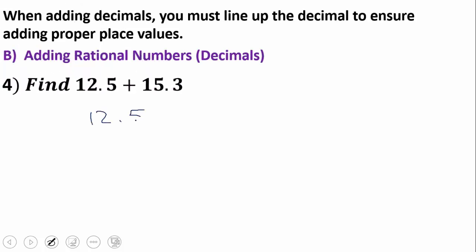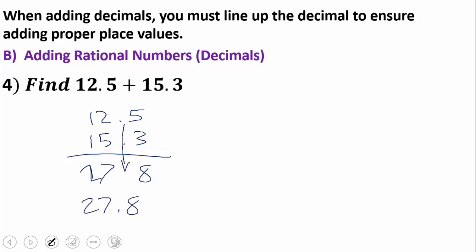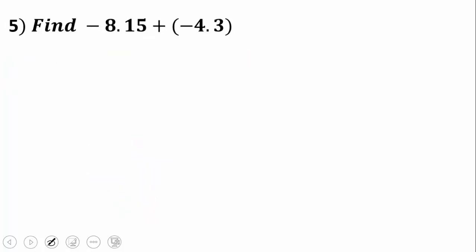So I write 12.5, I line up the decimal, and I say 15.3, and then I just go adding right away. I have 2, so 27.8. Don't forget to bring that decimal down into the answer. 27.8.